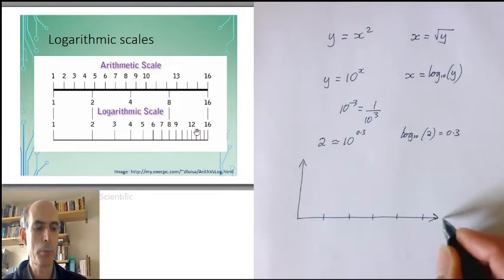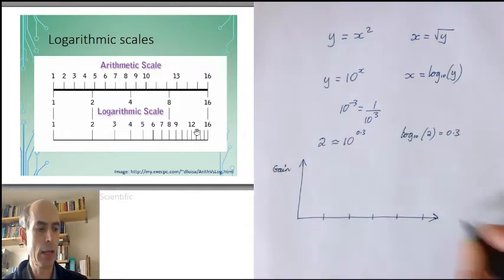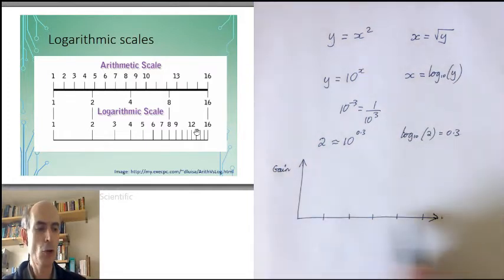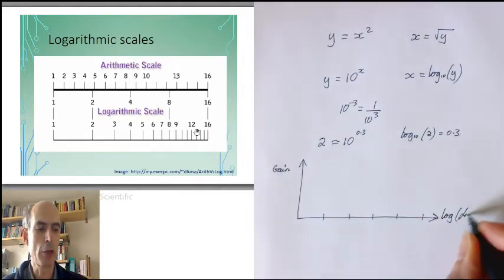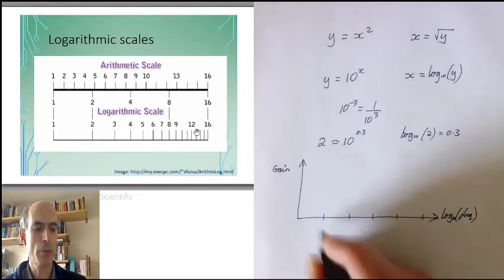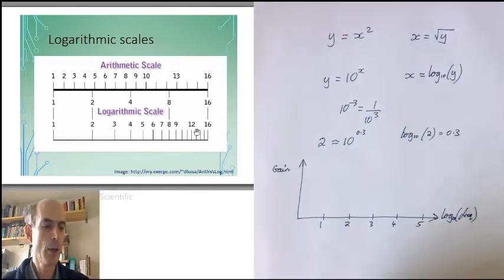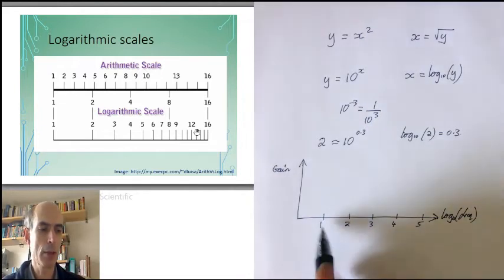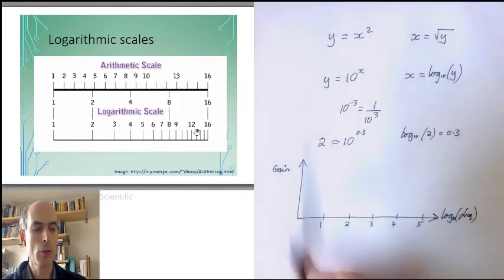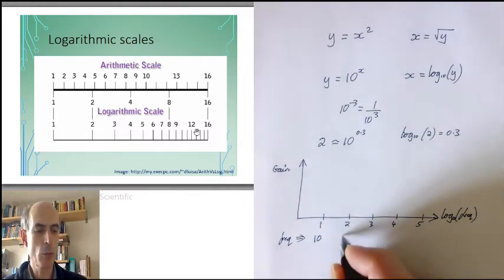Supposing, for example, we were plotting, let's say, the gain of an amplifier against the frequency. We would usually not plot against the actual frequency, we would plot it against the log of the frequency. So that might be 1, 2, 3, 4, and 5, and so on. Well, if the log is 1, then the frequency is actually 10 to the power of 1, or 10. This is the actual frequency. If the log is 2, the frequency would be 100.